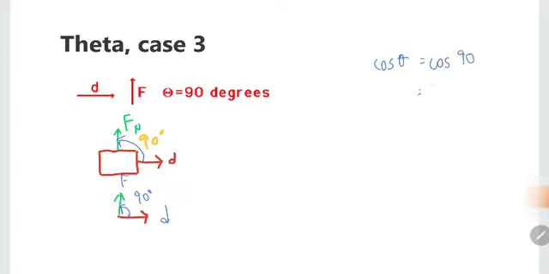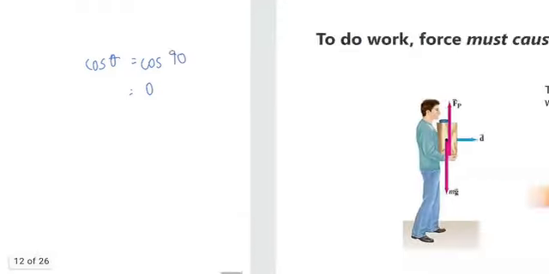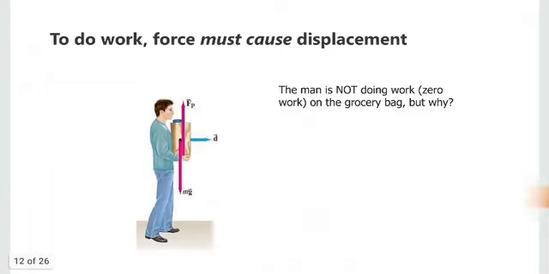That's 0 actually. So what will happen if you multiply 0 to force times displacement? Okay. So you will get 0 work, di ba? Kasi may multiplier kang 0. This is a reminder as well. To do work, a force must cause displacement.